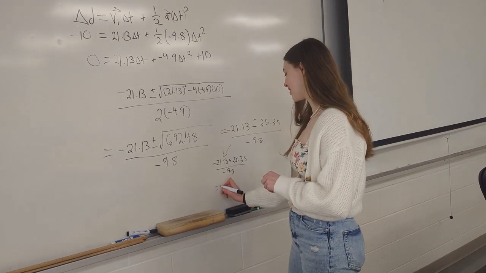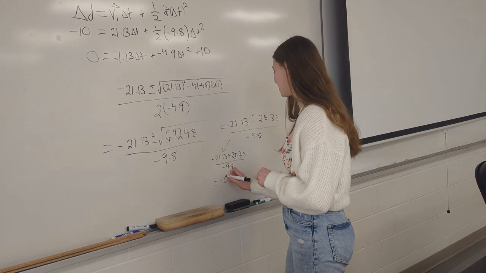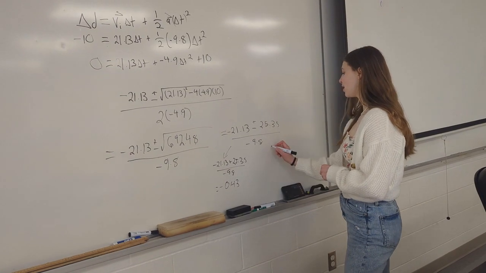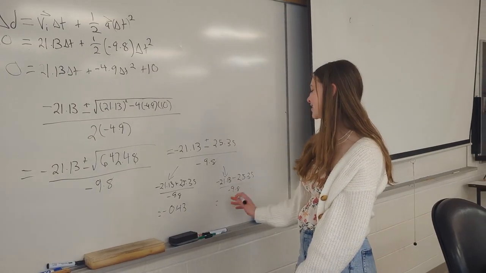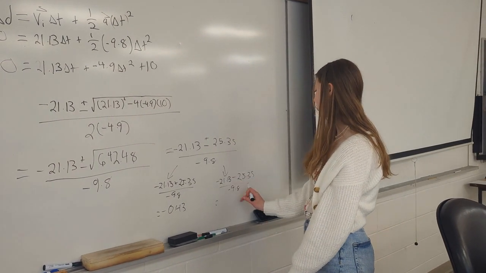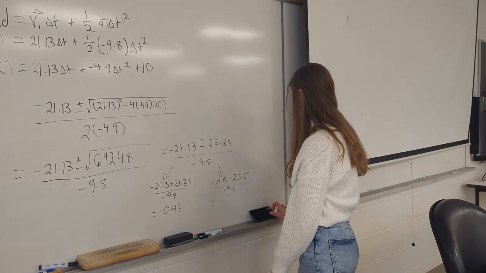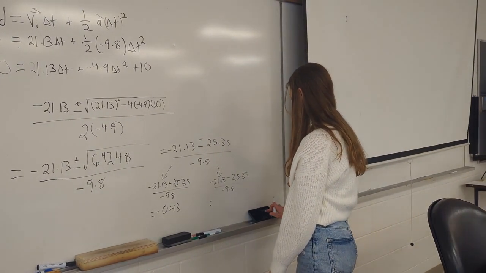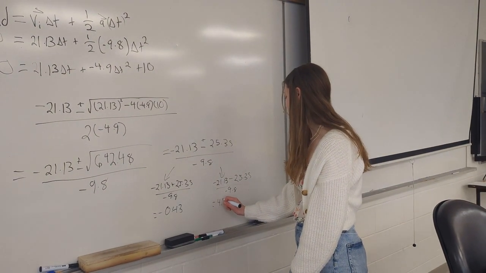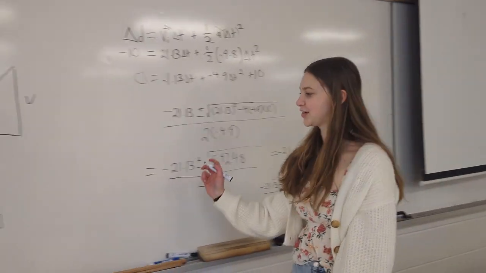If we do that, we will get a negative number, which is not something that we want because time cannot be going in the negative direction. We'll get negative 0.43. So now if we subtract these instead, we should get a positive answer for time. So if we do negative 21.13 minus 25.35, that's negative 46.48. Divide that by negative 9.8, and we will get positive 4.74 seconds. And that will be our answer for time.